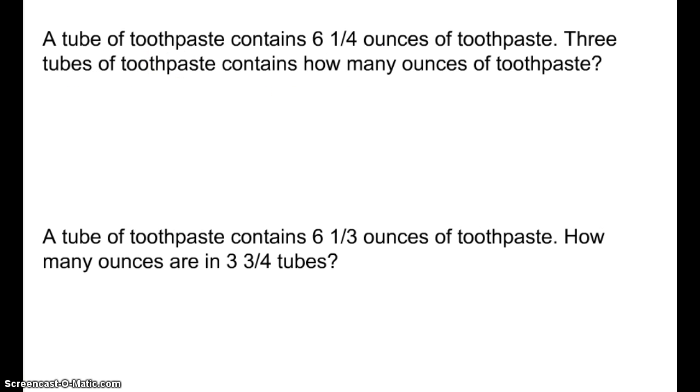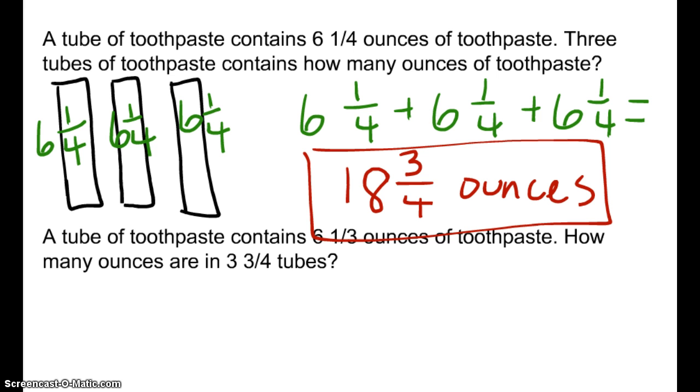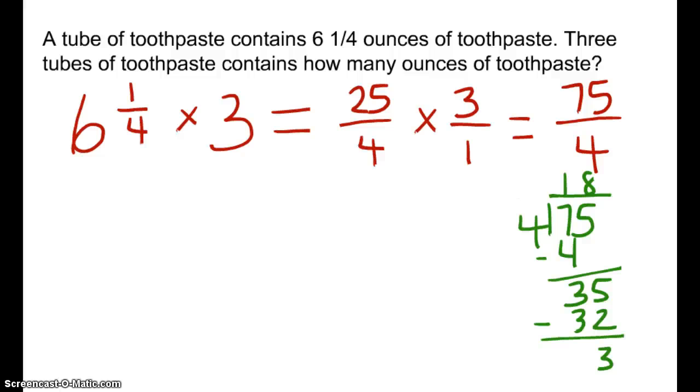Now I want you to pause the video, and I want you to write down these 2 questions and solve. Alright, did you get the final answer of 18 3/4 ounces? You should have. So I drew a picture. I have 3 tubes of toothpaste, 6 1/4, 6 1/4, and 6 1/4, and then I just added them. Maybe that's what you did. Let me show you something else. You may have also just multiplied 6 1/4 3 times.